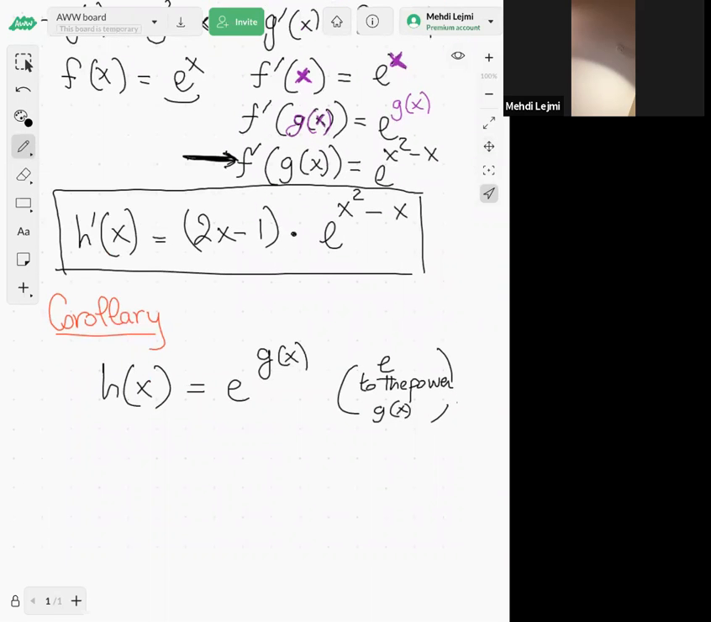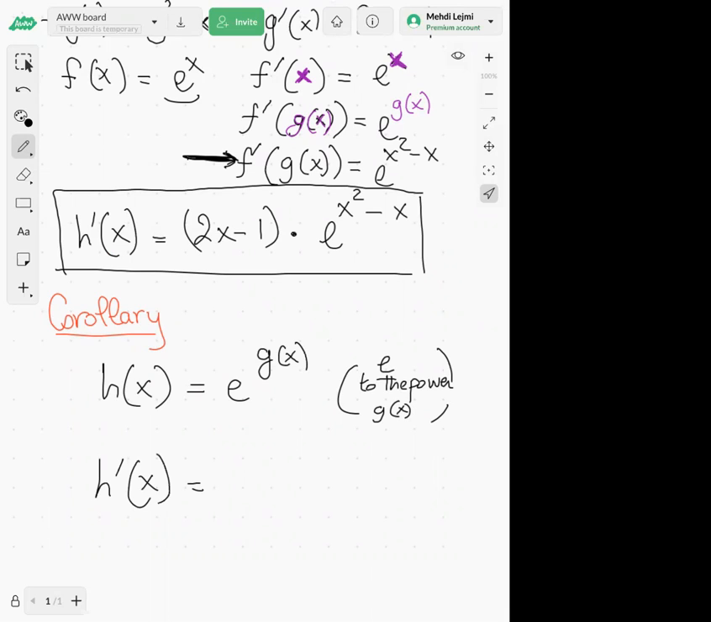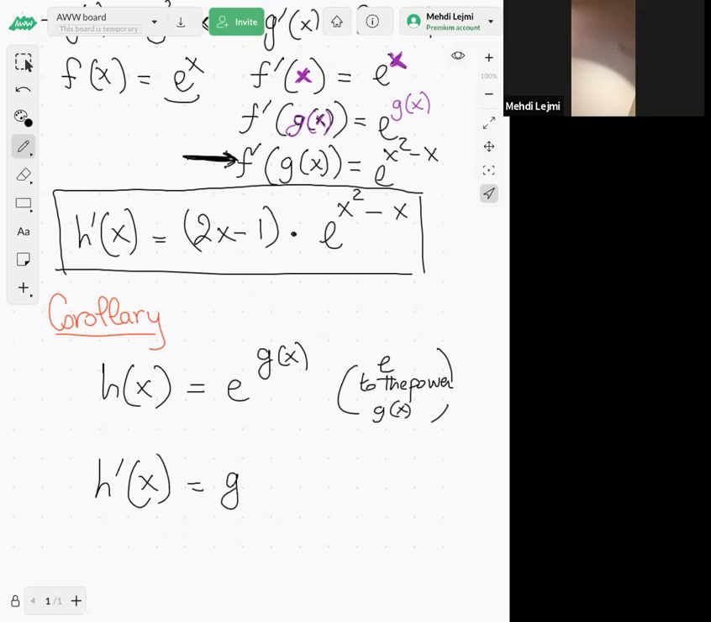So then h prime of x. Your f here, this e to the g of x, you can write like a composition of f with g, where f is just the exponential of x. So I claim that h prime would be just g prime of x times the same function, so times e to the g of x. Again, this is just a corollary. We can deduce this from the chain rule, right?